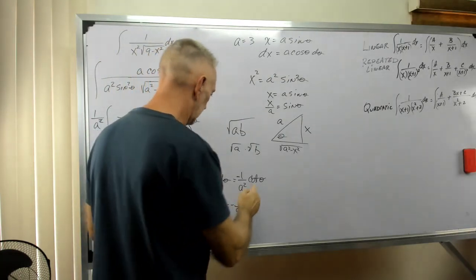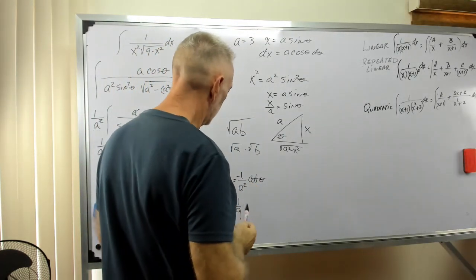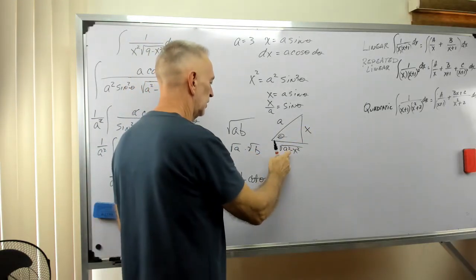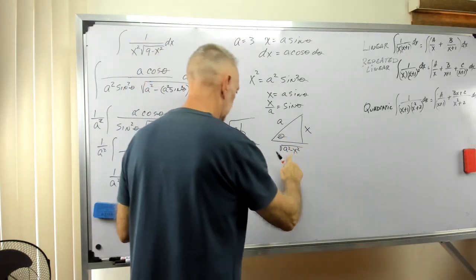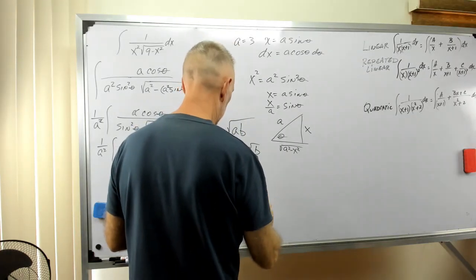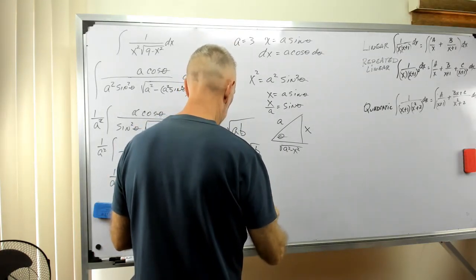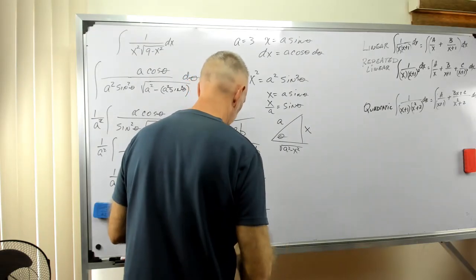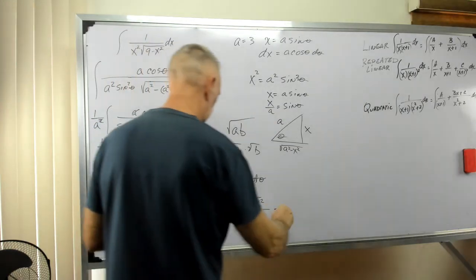Okay, now then, we have cotangent. Tangent is the opposite over adjacent. Cotangent is the adjacent over the opposite. So we have the square root of a squared minus x squared over x plus c.